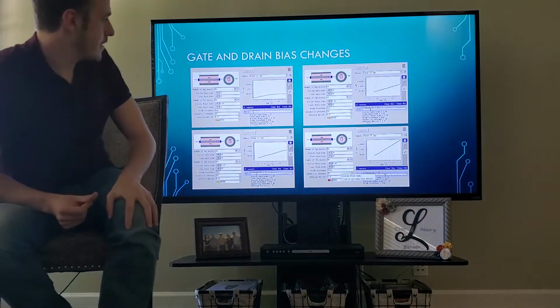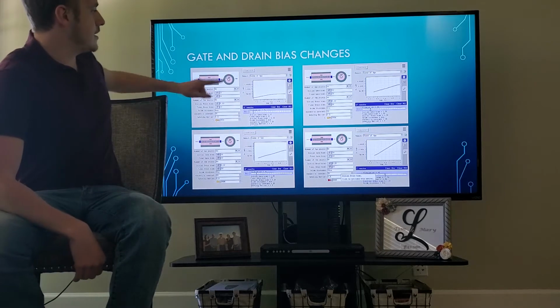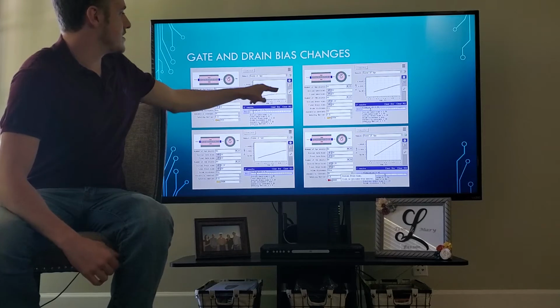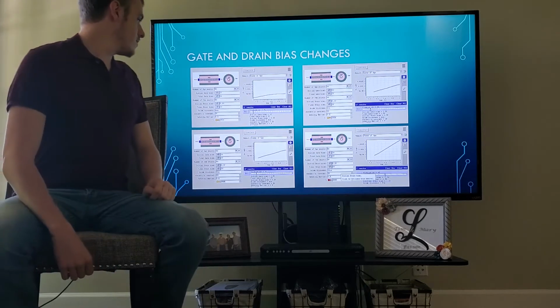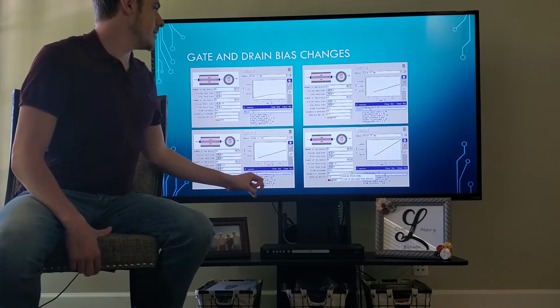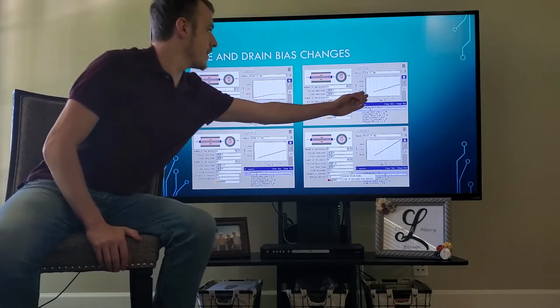So first we worked on the gate and drain biases, and this is the first simulation that we ran, and you can see that the curve is very smooth. Now whenever you made the VDS larger, it cut off at this point.